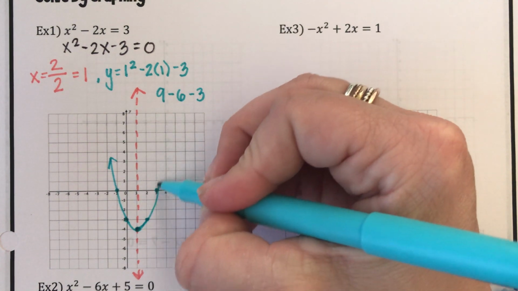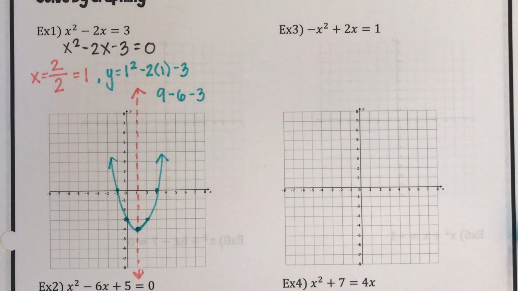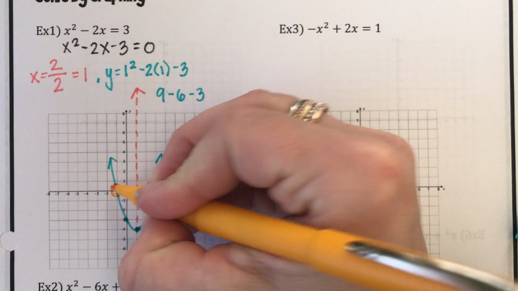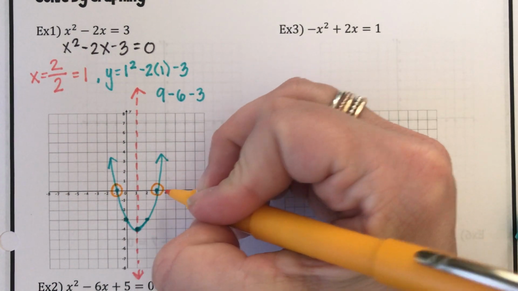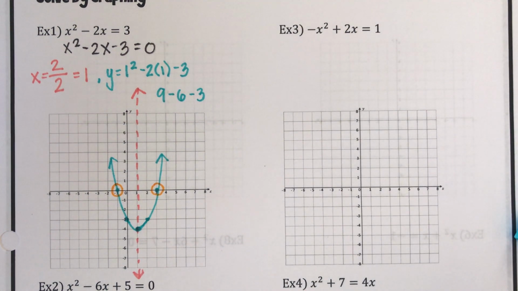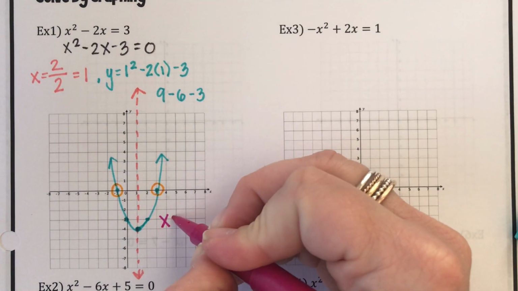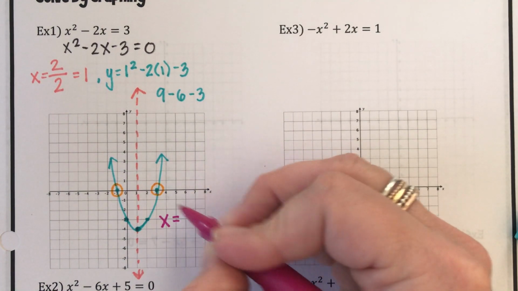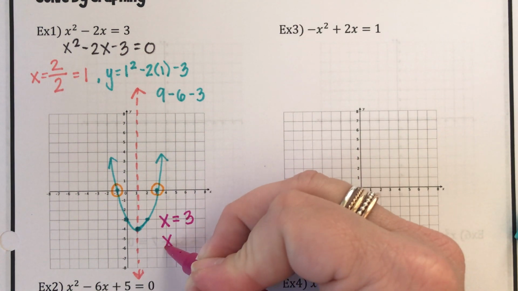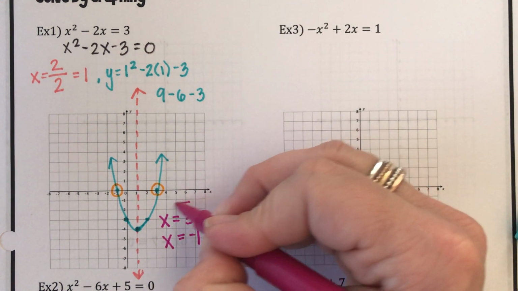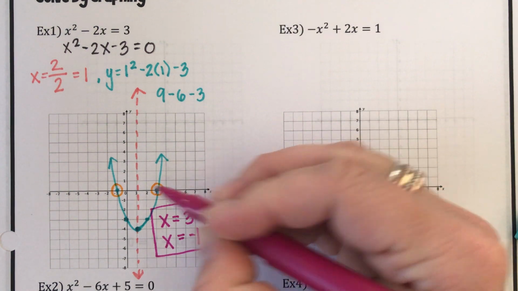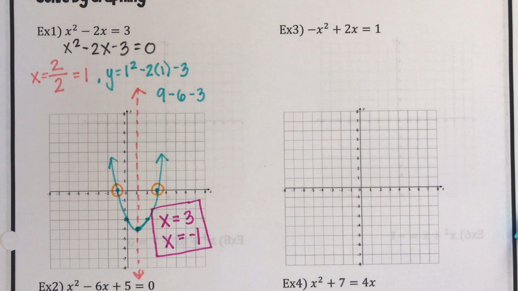Okay, I can stop here because I have my 2 solutions. It's where it crosses the x-axis. Those are my roots or my solutions. So what we're going to write is x equals 3 and x equals negative 1. Those are my 2 solutions. Those are the 2 places where it crosses the x-axis.